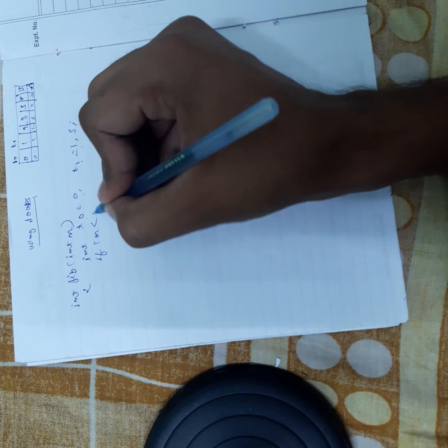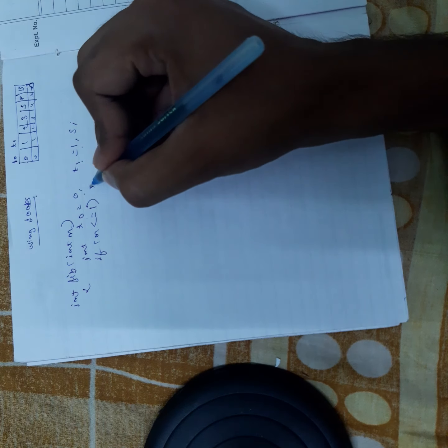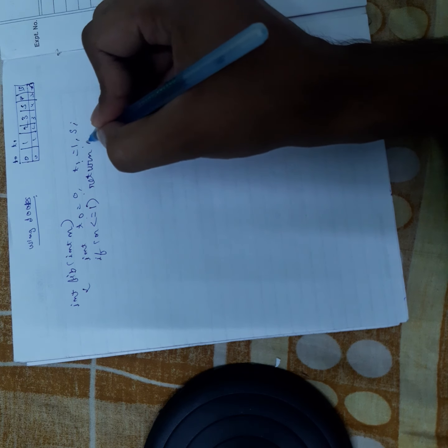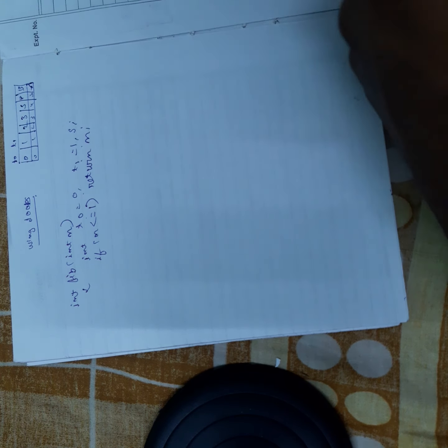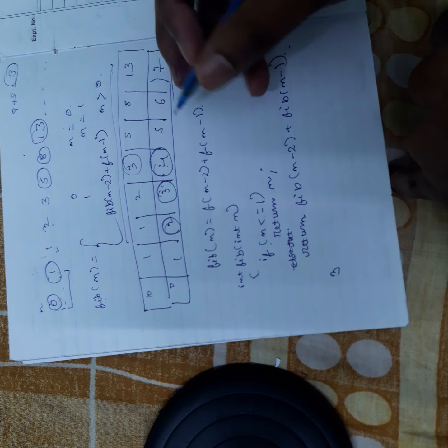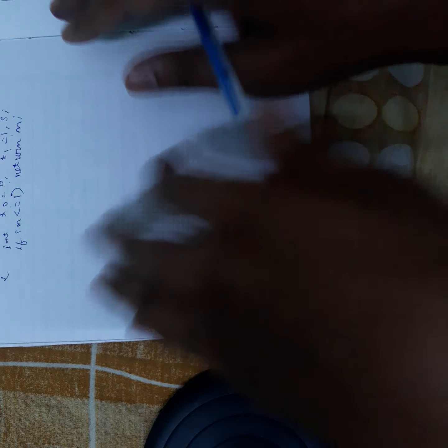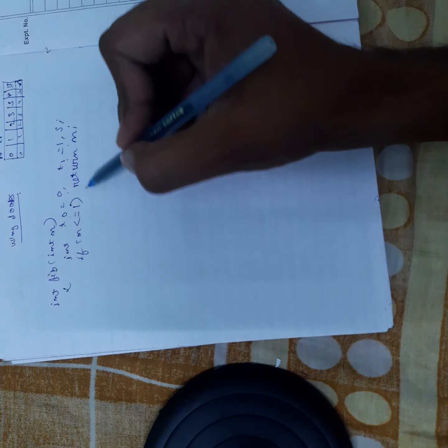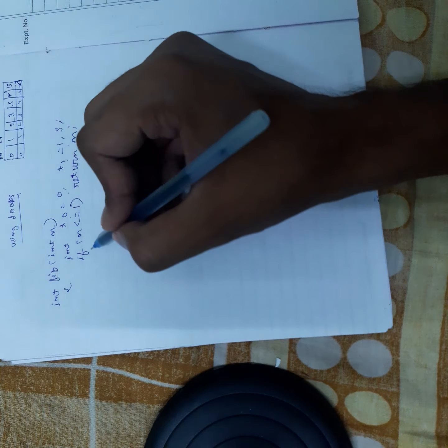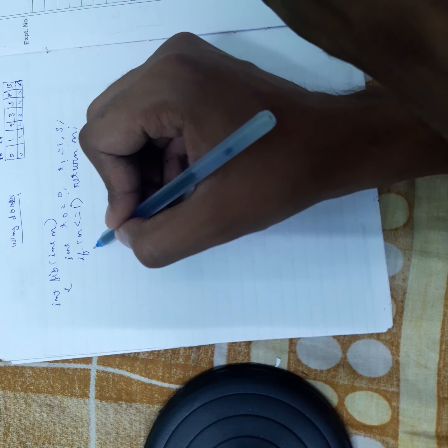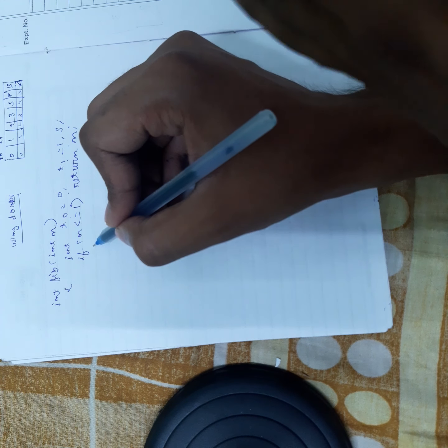Now if n is less than or equal to 1, we will simply return n. We already have seen this in the previous lecture, we return n like this. So the logic is the same till now.